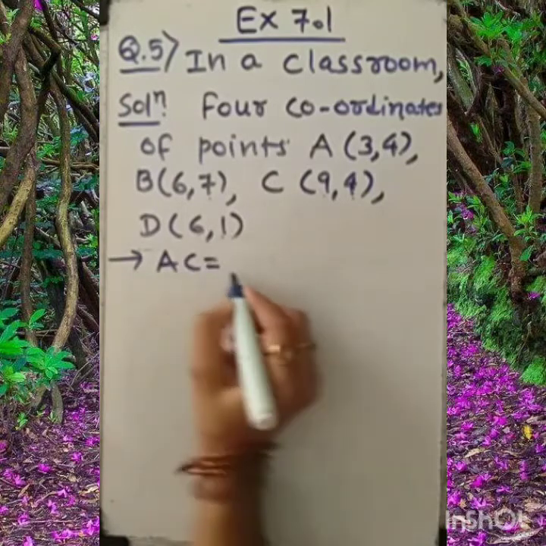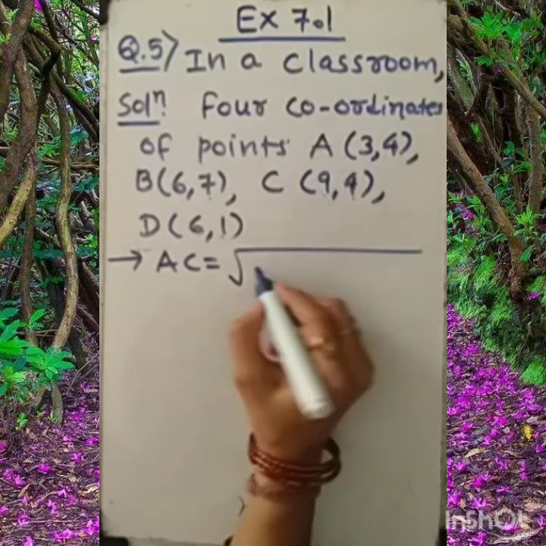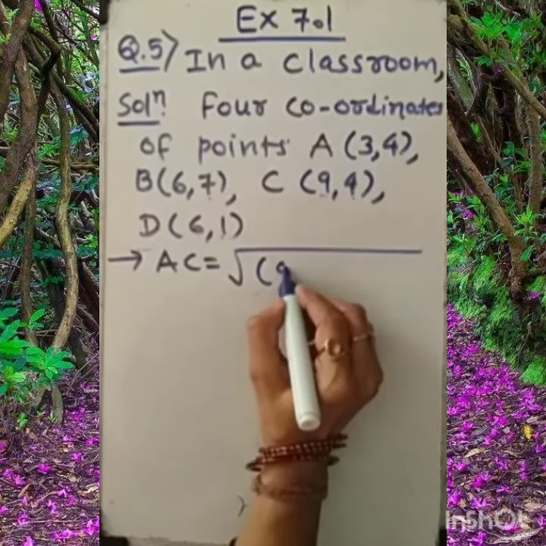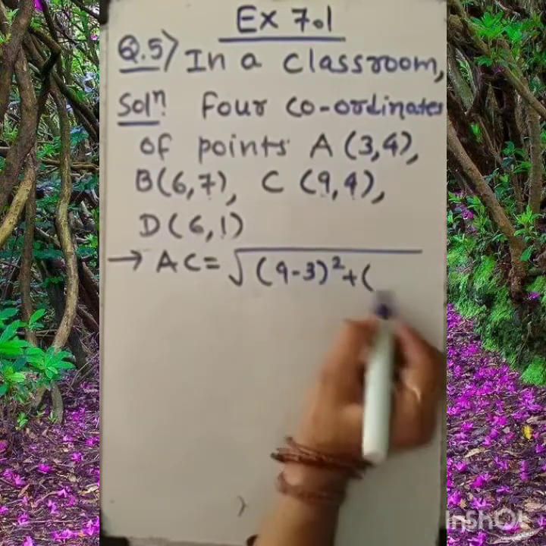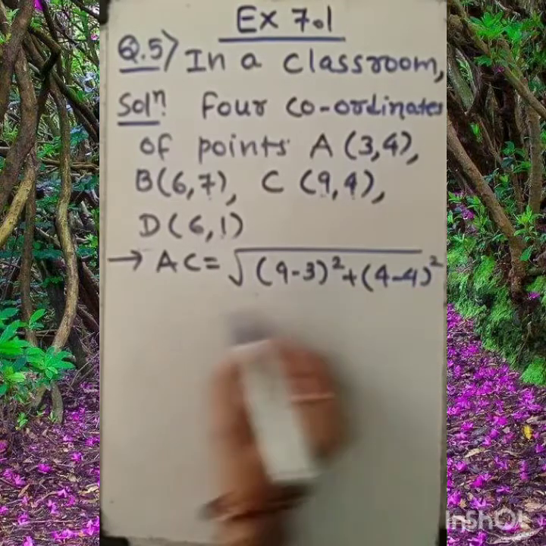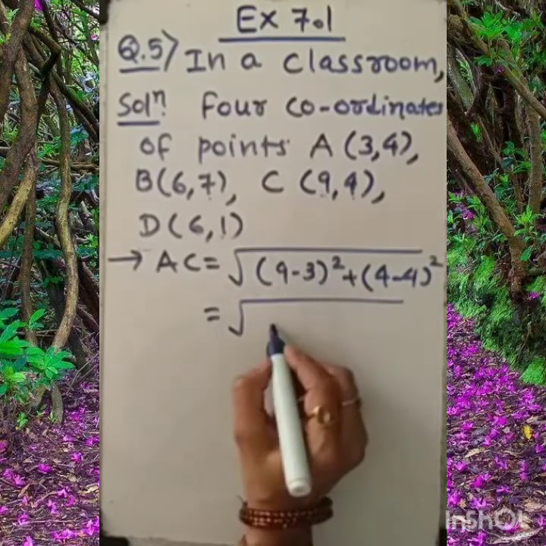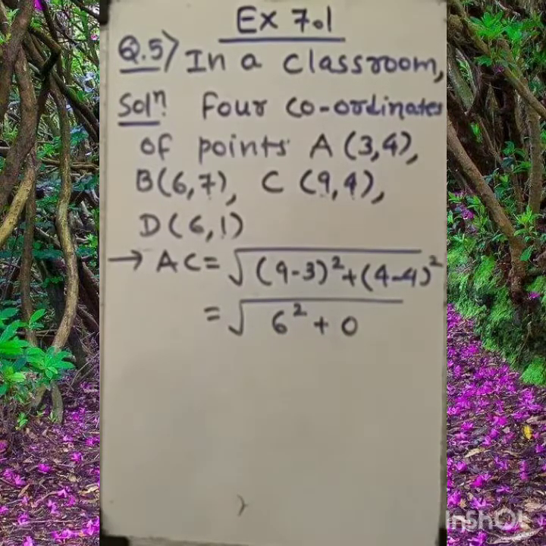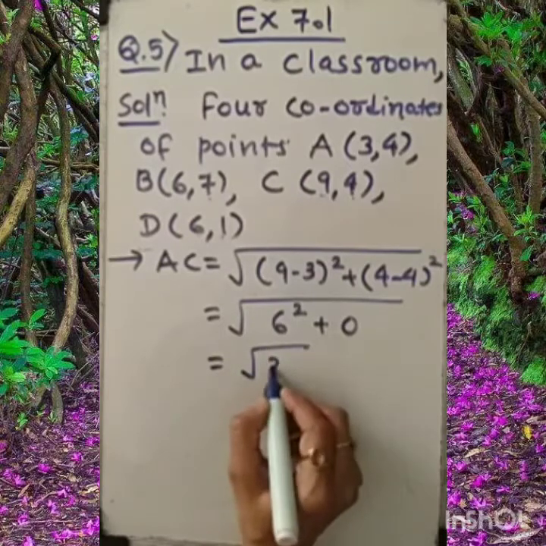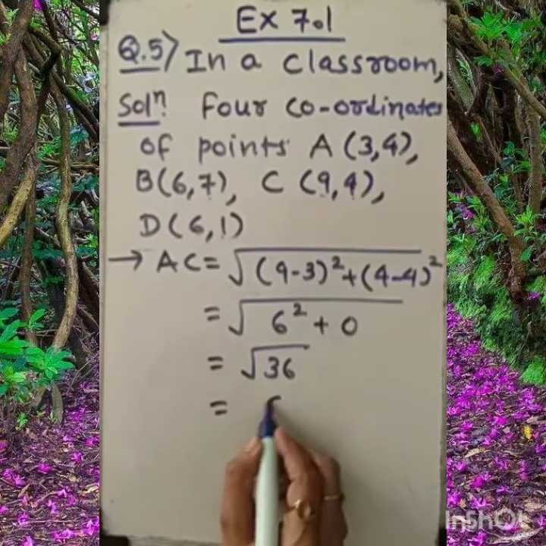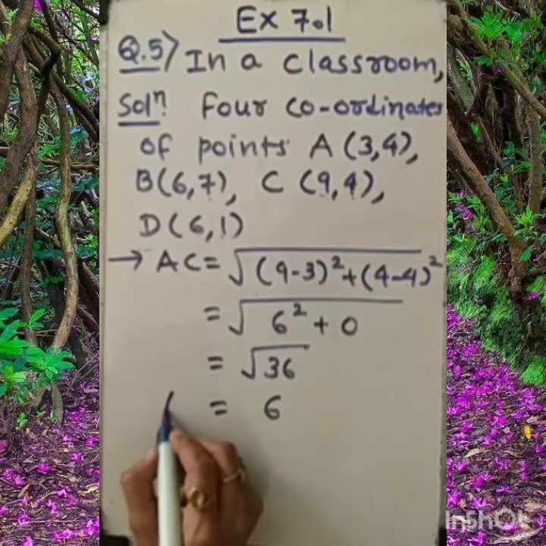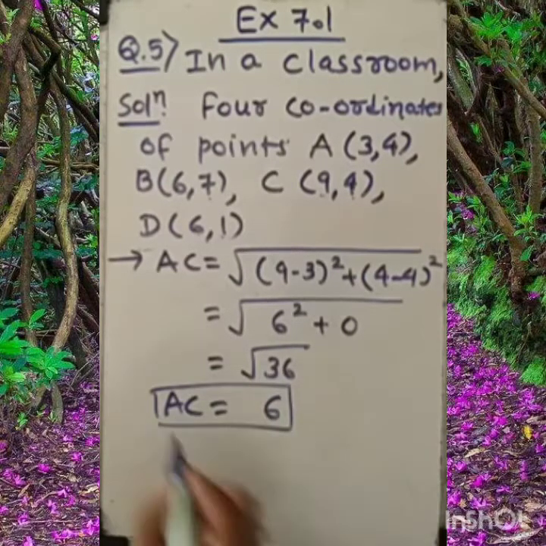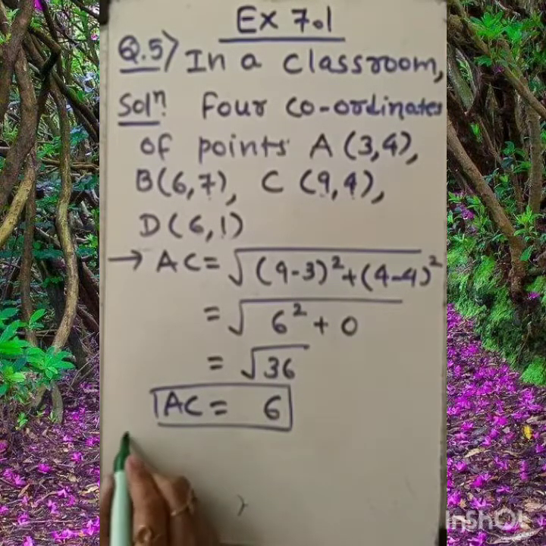So let's find AC first. AC should be 9 minus 3 whole square plus 4 minus 4 whole square. So dear student, 9 minus 3, that is 6 square, and 4 minus 4, 0 square. You know very well 6 square is 36, and 36 is a perfect square of 6. So here finally one of the diagonals is 6. Let's move with the other diagonal also, that is BD. Okay, let's move with that.